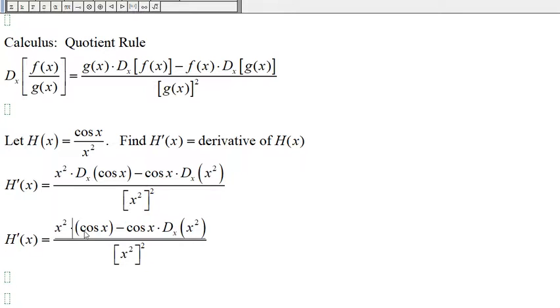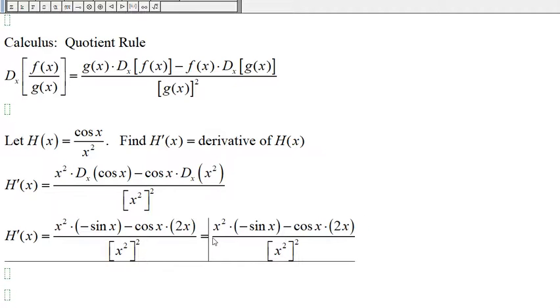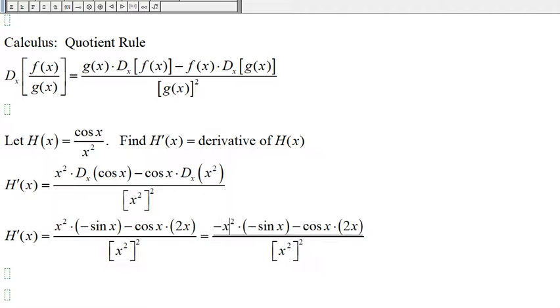The derivative of cosine of x is negative sine of x. And the derivative of x squared is just 2x. And then we can simplify this a little bit. Positive times negative, so we get negative. And then the 2x, we normally put in front of the cosine. And then x squared squared is x to the 4th.